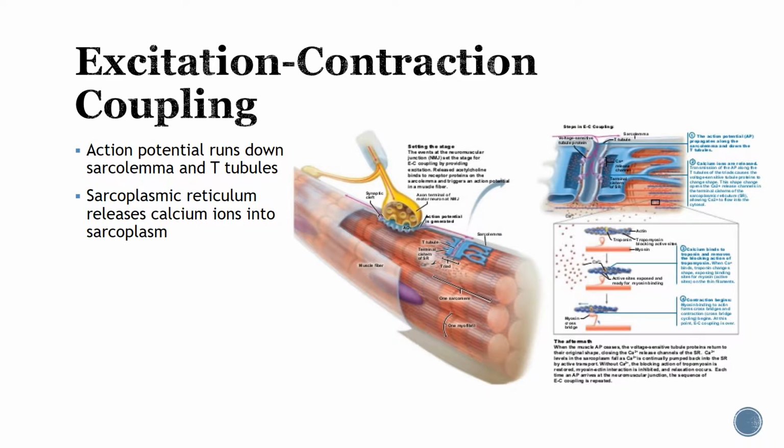Excitation contraction coupling. The action potential runs down the sarcolemma and tubules, and it goes to the inside of the muscle cell. And then the sarcoplasmic reticulum releases calcium ions into the sarcoplasm.